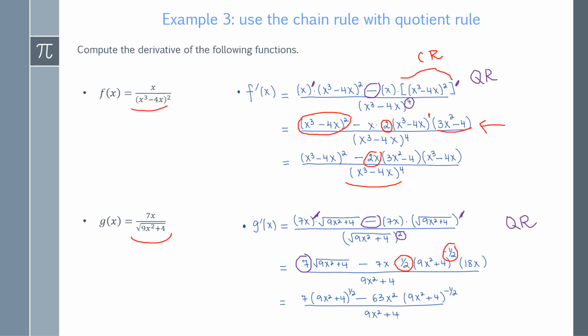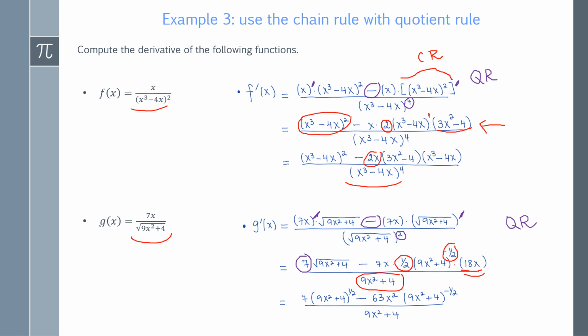Then we need to compute the derivative of the inside. So times the derivative of the inside is 18x. And that's where this comes from. Okay, now square root and squared in the denominator, they cancel out. So we just get 9x squared plus 4 on the bottom.